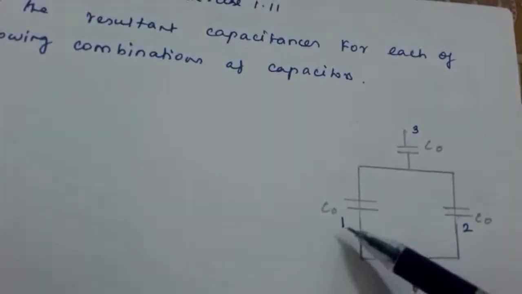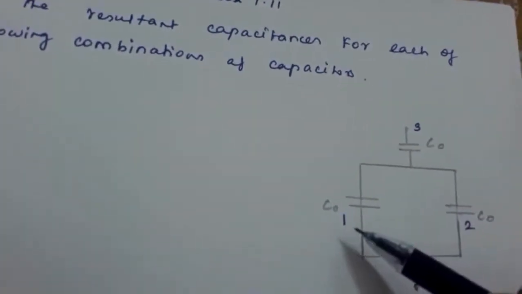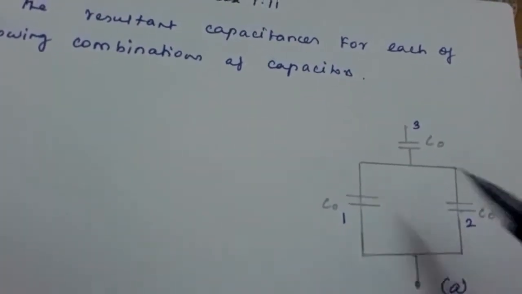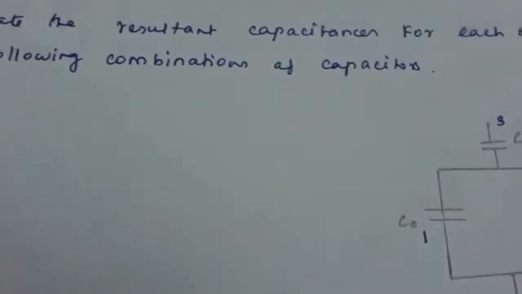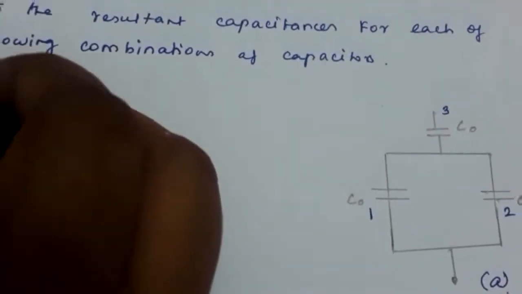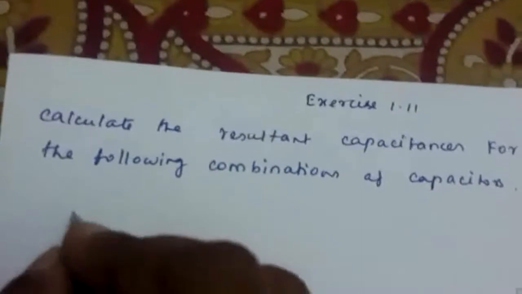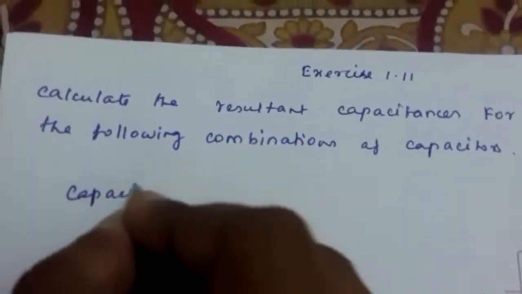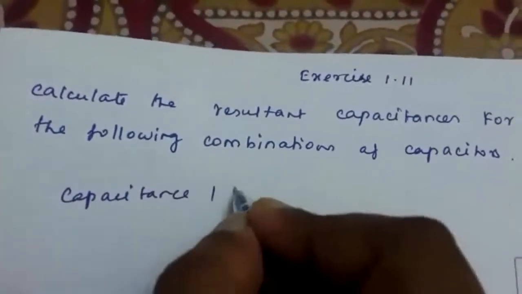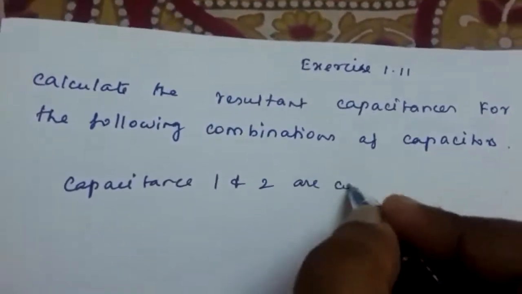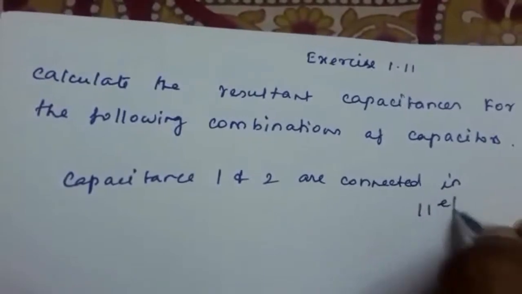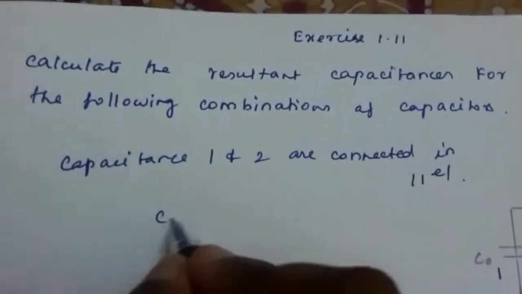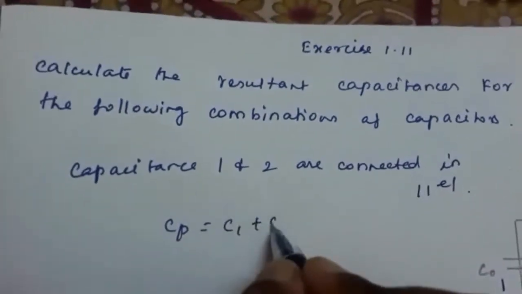All the capacitances are given as what value? C0. For our convenience, I am going to name them 1, 2 and 3. Now, how to find the equivalent capacitance? In the diagram, capacitors 1 and 2 are connected in parallel. So, for that we can write Cp is equal to C1 plus C2.